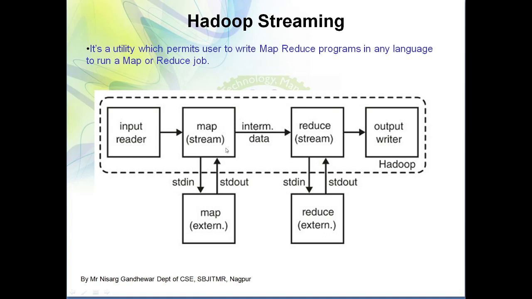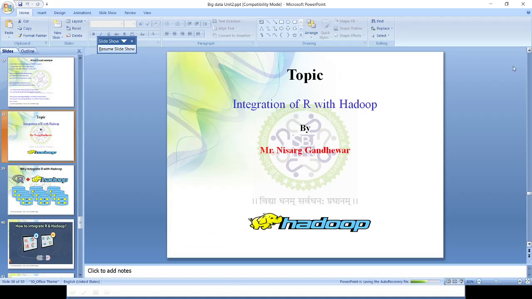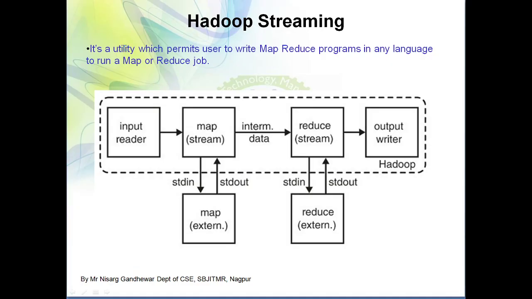Here you can see a short data flow diagram. The input reader submits data to the map stream. Then there is intermediate data, which is pre-processed data, that will be submitted to reduce, and then the output writer will be there. This is the Hadoop framework under which all this procedure takes place. So in short, remember that Hadoop streaming is another way of integrating R with Hadoop. This is the third way.